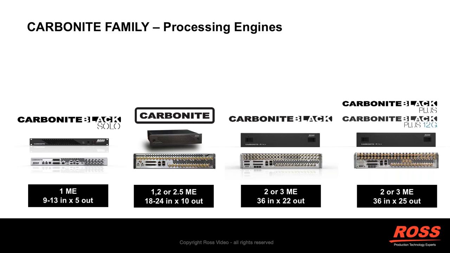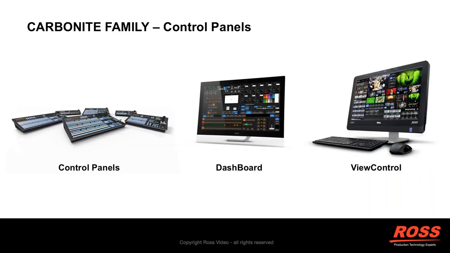Those are the frames. As far as the control for the Carbonites is concerned, and it doesn't matter which of the Carbonites we're talking about, there's a choice of panels. There are 7 panel choices, which is a very wide range for anybody's switchers in this group. And also we have full control via our free dashboard software, which you can download, and that runs, of course, on Mac, PC, and Linux.